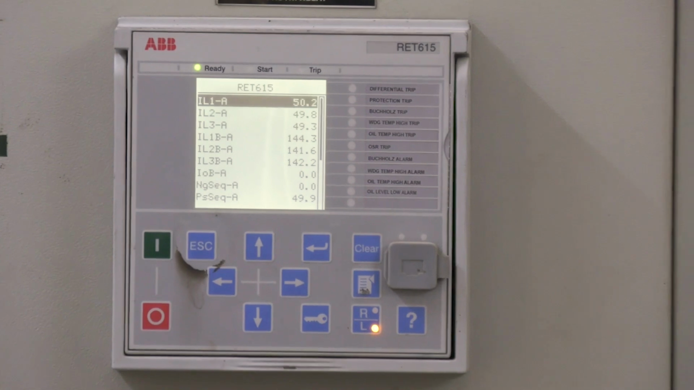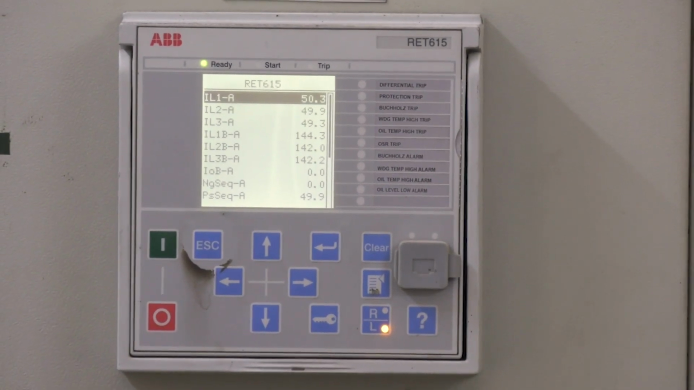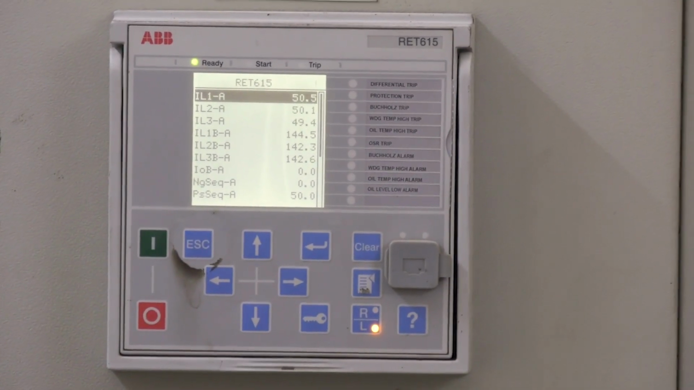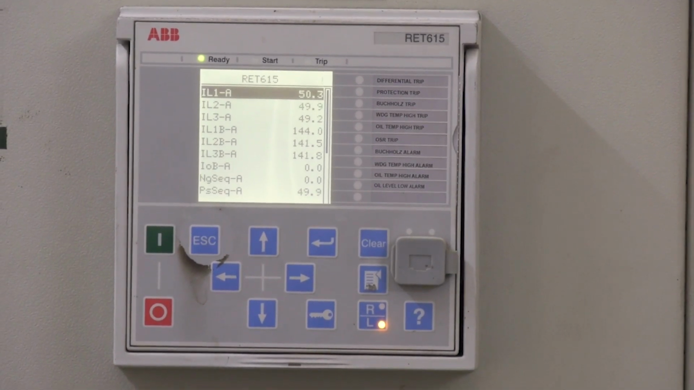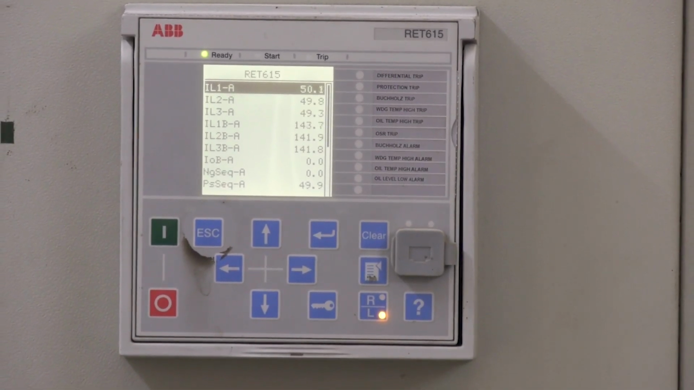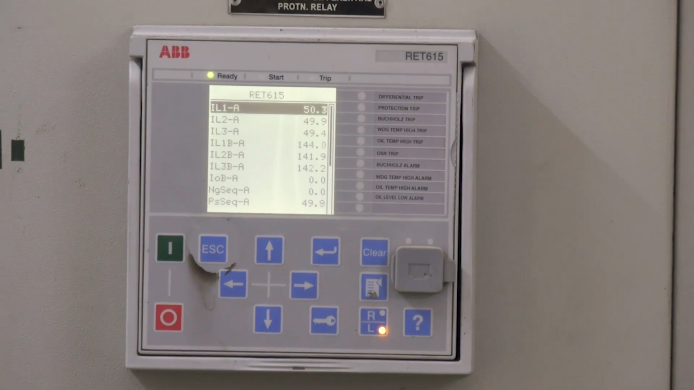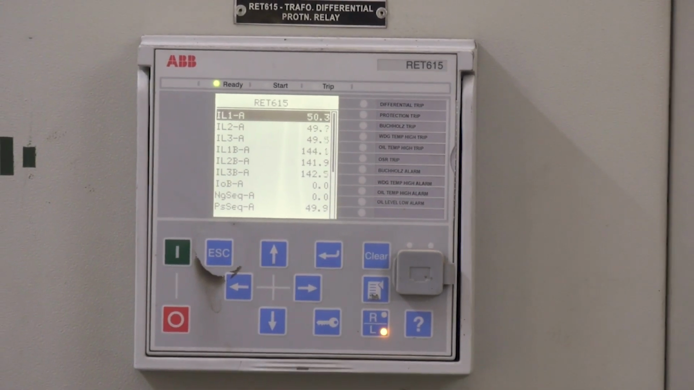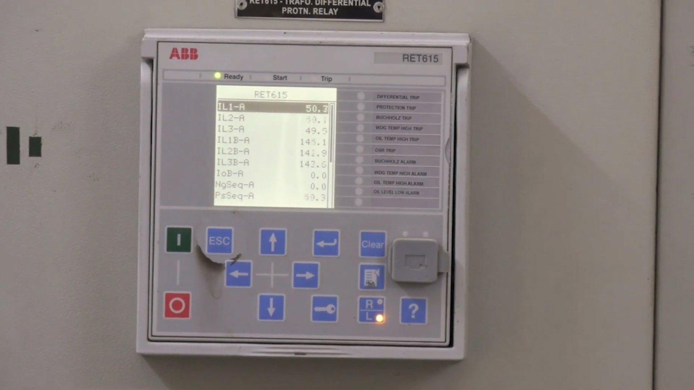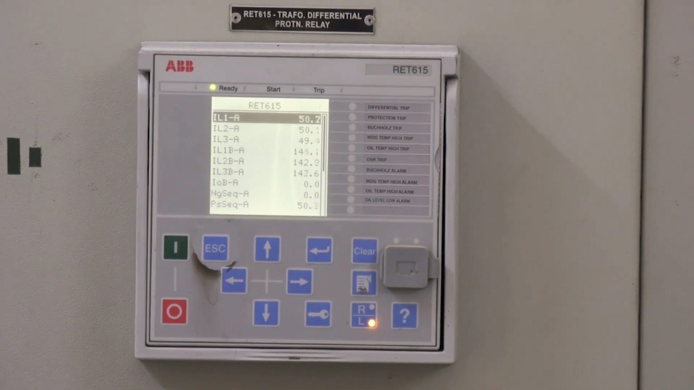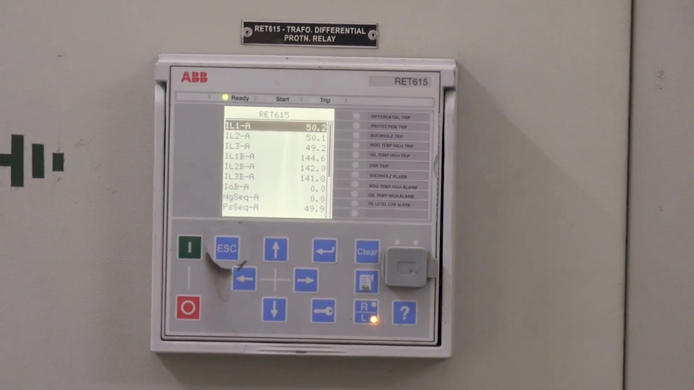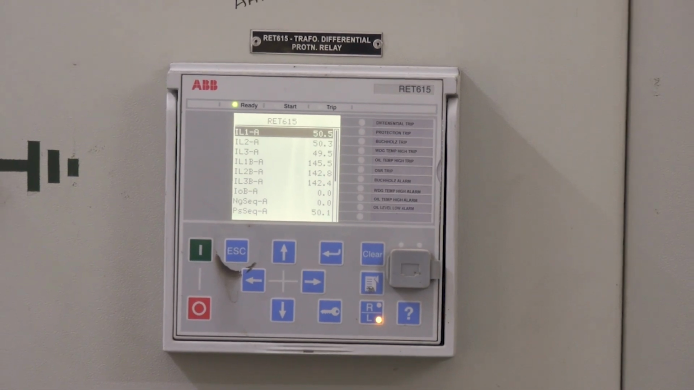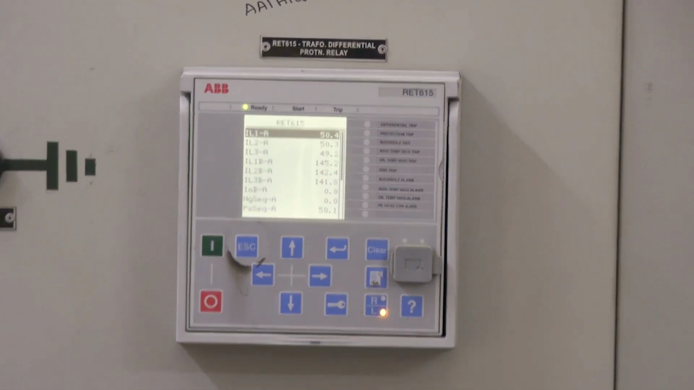This device here is the trafo differential relay, a critical component designed to detect faults between the transformer winding by comparing the current on each side of the transformer. Its screen displays various parameters and measurements such as current reading, and the right side shows different signals. When a trip or test occurs, the corresponding lights illuminate, offering immediate visual feedback.